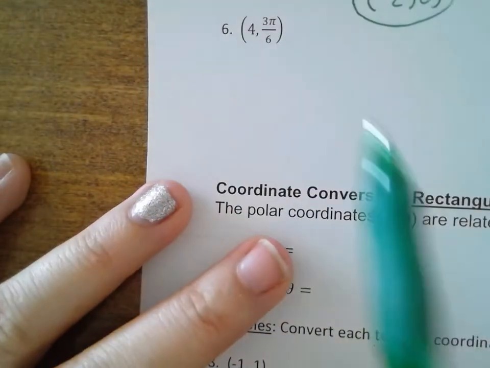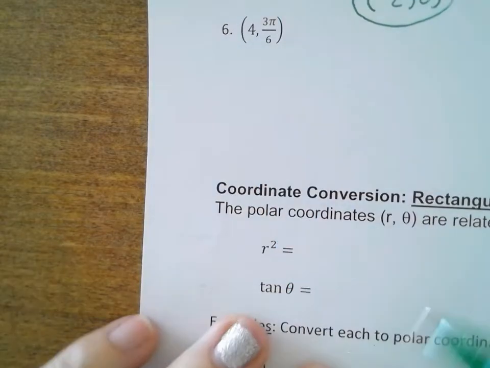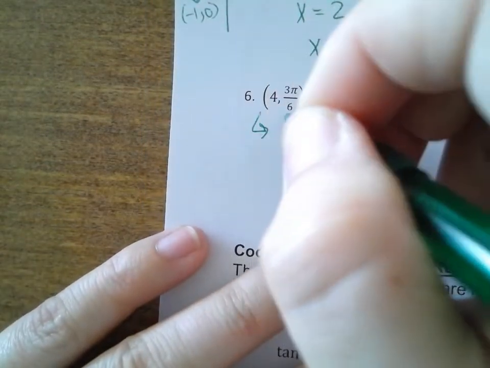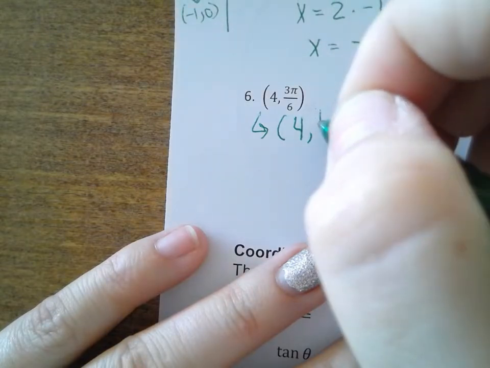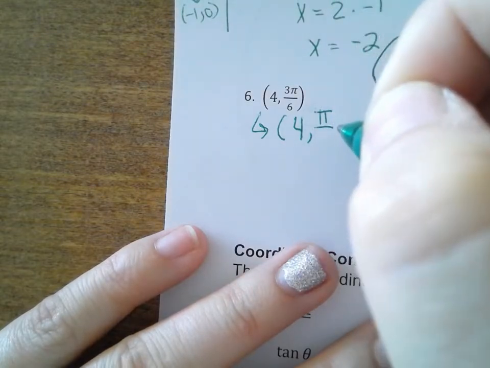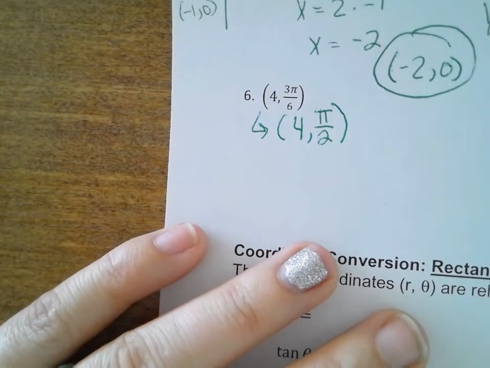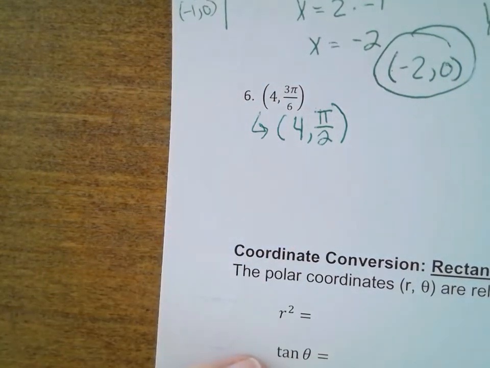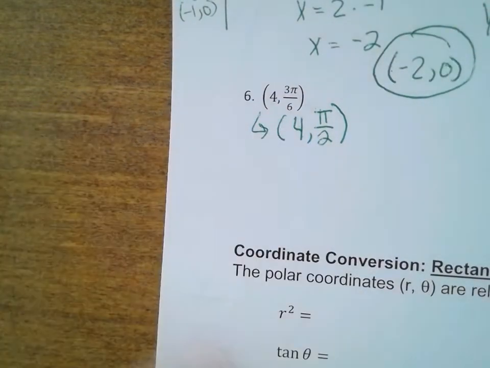Okay, next one. Now, no one would write this like this. What is this actually? 4, pi over 2. Do you want to try this one by yourself, the next two, or should we do one more and then you try the next one by yourself?